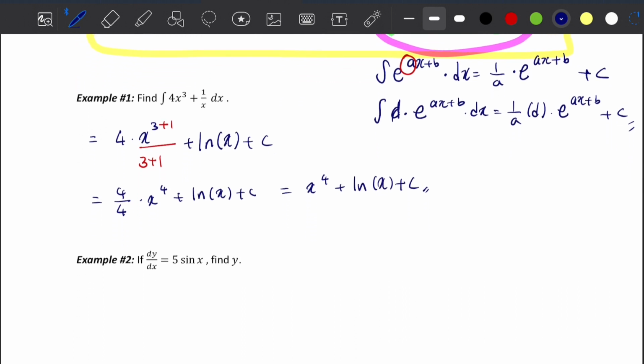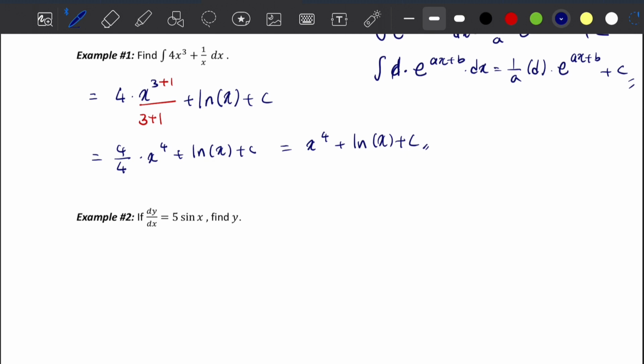Then let's do example number 2. We have dy over dx equals 5 times sine x. We need to find y. So we have a derivative of the function y. Dy over dx is the same as y prime, and we all know that. What we're going to do is integrate this y prime, the derivative of y, so we can find that original function.